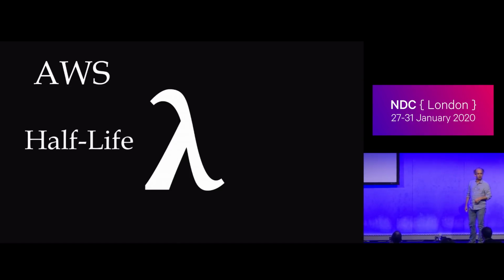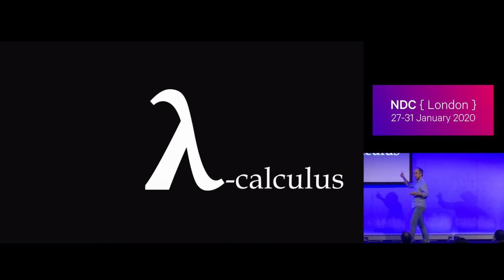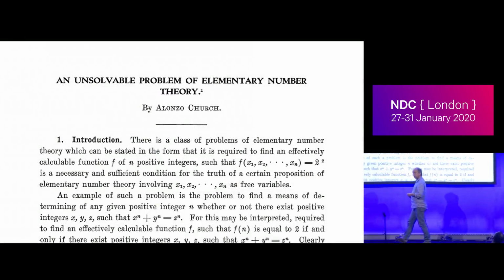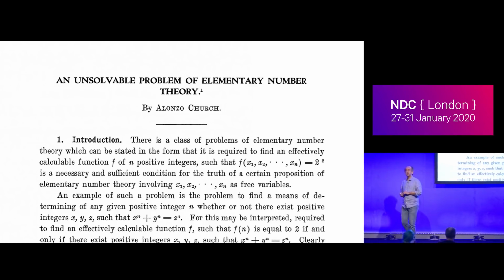No, it's not to do with half-life, which borrowed it from the idea of the decay constant in physics, where it's also used as a wavelength. Physicists like to recycle their letters quite a lot. They don't use namespaces. And then there's calculus, and that's the one that we're kind of interested in. Now, this all came out of the work of Alonzo Church, and he published this paper in 1936.